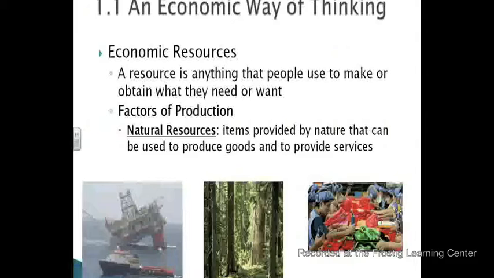The first one is natural resources. Items provided by nature that can be used to produce goods and to provide services. So one of the factors of production are natural resources. What is an example of a natural resource? Meat, tree, oil. What else? Wood, metal.